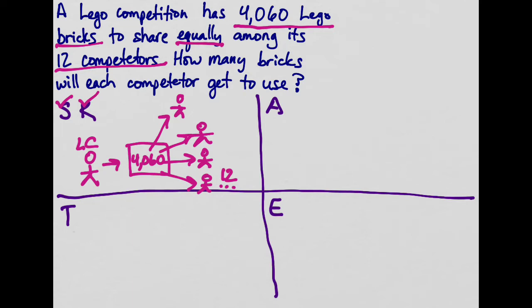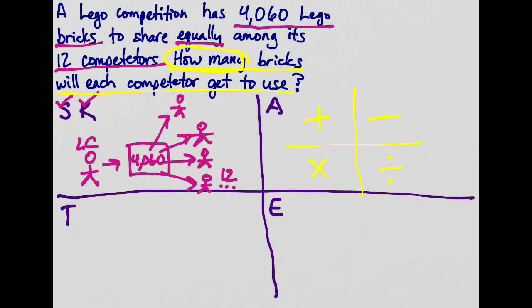Now it's time to look at what they're asking. What are they asking me to do in this problem? How many bricks will each competitor get to use? And I'm going to circle my questioning part, which is how many. Again, we see the word how many, and that means that you're going to give a number. I'm giving a number answer.